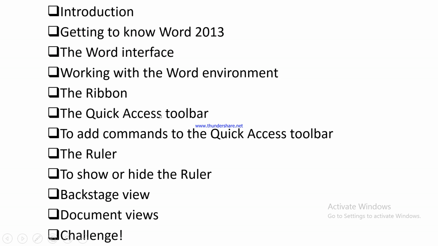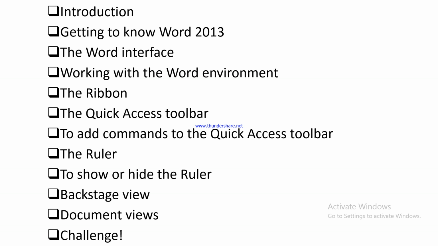We are going to be treating Microsoft Word 2013, and within some few minutes, these are what we are going to be talking about. We'll talk about the introduction, getting to know Word 2013, the Word interface, working with the 2013 environment, what is the ribbon, what is the quick access toolbar, how to add commands, the ruler to show or hide ruler, the backstage view, the document view, and of course we are going to have a little assignment which I tagged challenge. Now let's quickly go to it.